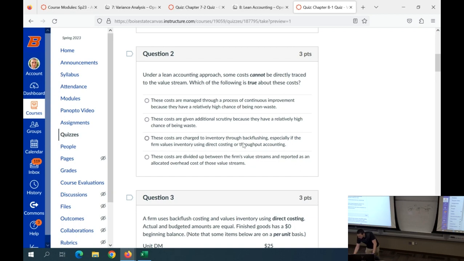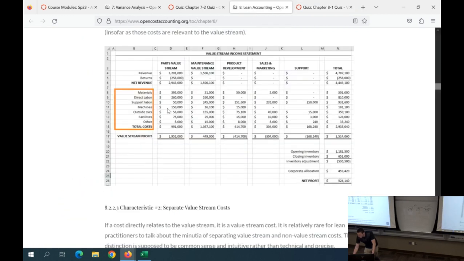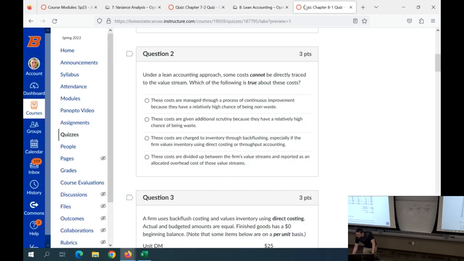These costs are charged to inventory through backflushing, especially if the firm values inventory using direct costing or throughput accounting. We haven't talked about that part of Chapter 8 yet, but that's not correct. These costs are divided up between the firm's value streams and are reported as an allocated overhead cost of these value streams. No. No allocation of overhead costs because we're using actual costs entirely. And these non-value stream costs do not move over to the left on the screen there into the value streams at all. They stay in their little columns. So that's incorrect as well. So this has to be the right answer right here.